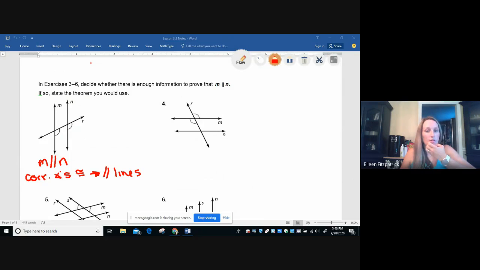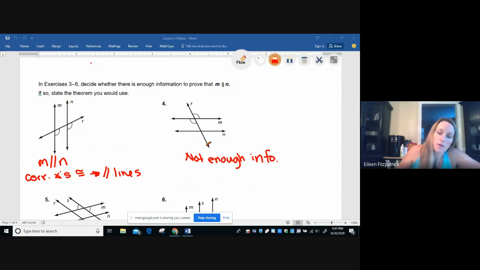All right, what do you think about number 4? Is this enough information to prove the lines are parallel? No, these are vertical angles, right? And vertical angles are congruent, but vertical angles do not imply parallel lines. So not enough info.